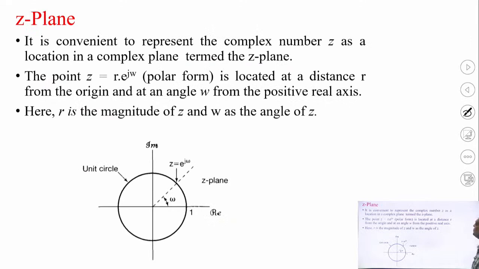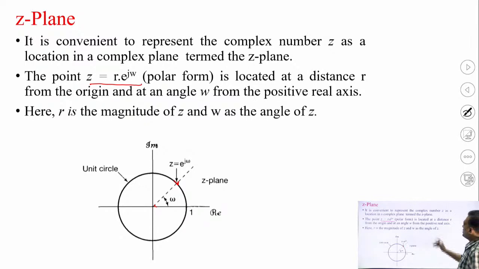Now it is convenient to represent the complex number z as a location in the complex plane, termed the z-plane. Let us suppose we are taking this point on the z-plane. This point in polar form can be represented by z = r e^(jω), where r is the radius and ω is the angle made with the positive real axis. This is the polar form.